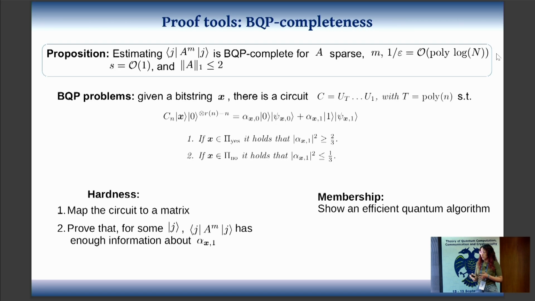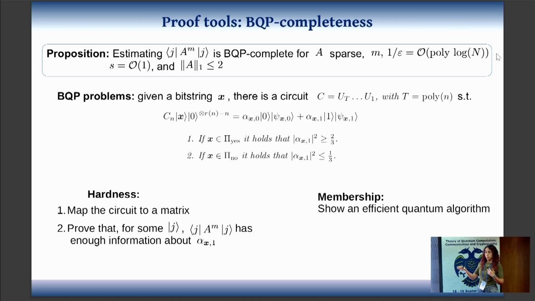For this, we have to prove that, first of all, the problem is as hard as BQP. So we can map any problem in BQP to estimating this matrix entry for a matrix that has exactly these characteristics: sparsity of order 1 and one norm bounded by 2.